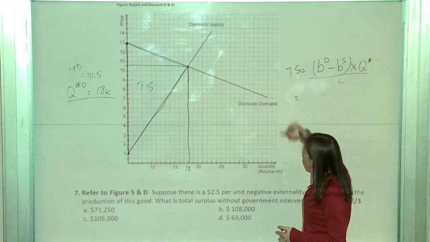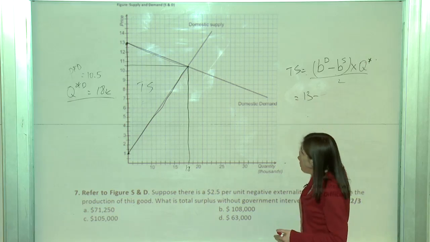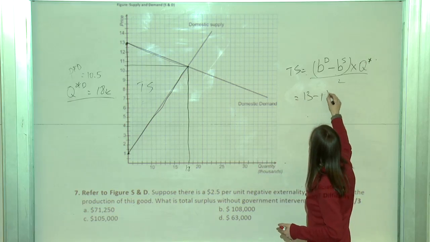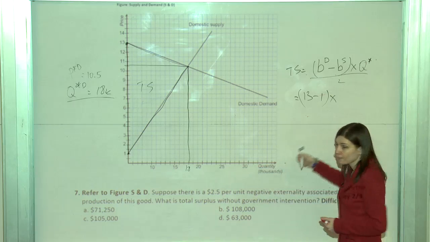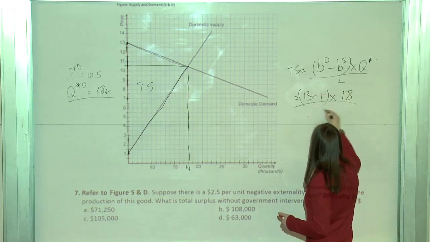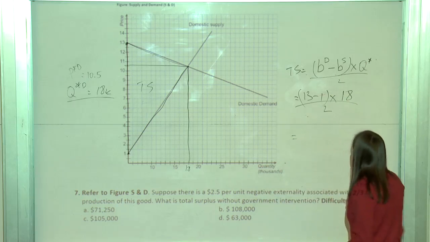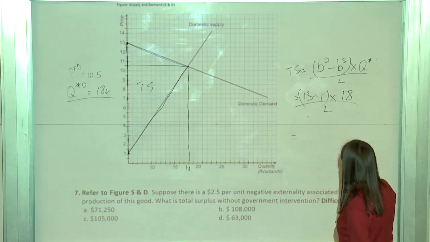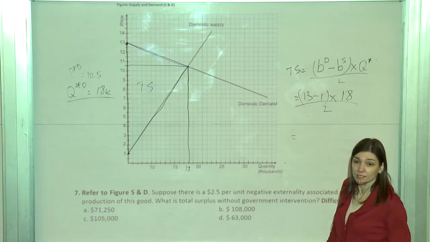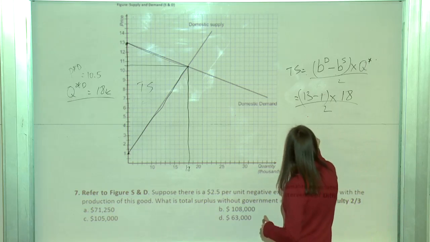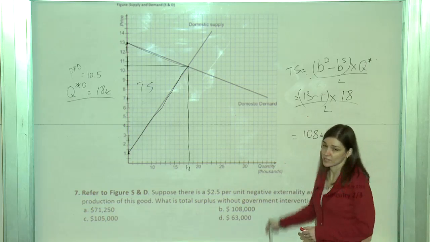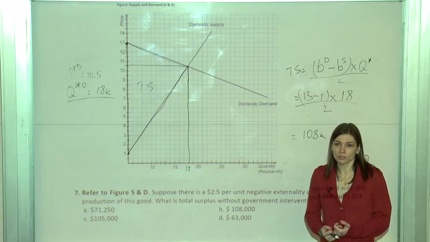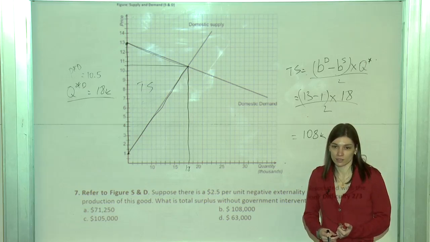The intercept of the demand curve is 13, minus 1, the intercept of the supply, times the quantity in equilibrium, which is 18. Okay. The whole thing divided by 2. It's 6 times 18, 108. Right? Okay, so 108,000. Well, this is one of the answers. Is that the correct one? No, because this would be the answer if there were no externality in this market.